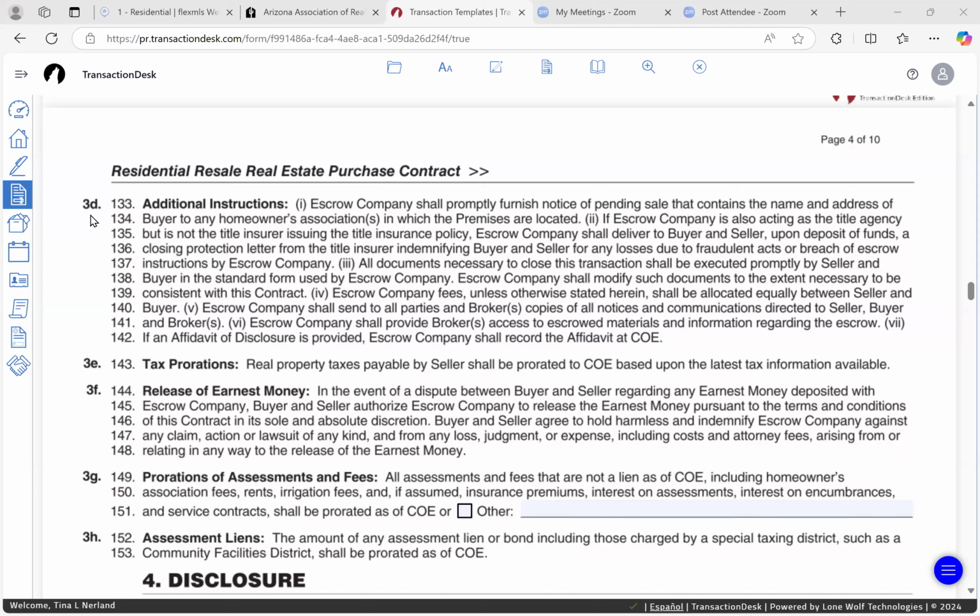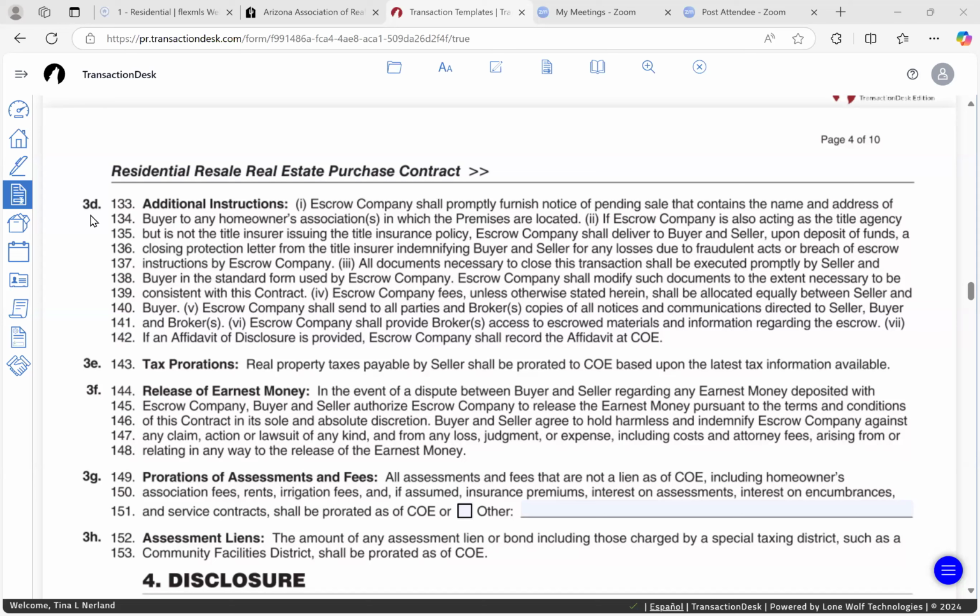Escrow company fees, unless otherwise stated herein, shall be allocated equally between seller and buyer. In the state of Arizona, buyer pays their own, seller pays their own. Escrow company shall send all parties and brokers copies of all notices and communications directed to seller, buyer, and brokers. Escrow company shall provide brokers access to escrowed materials and information regarding the escrow. If an affidavit of disclosure is provided, escrow company shall record the affidavit at close of escrow. Again, not my area of expertise. If you have questions about this, call your title rep.